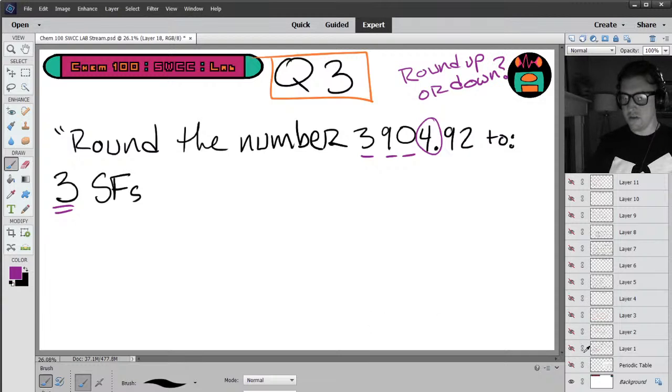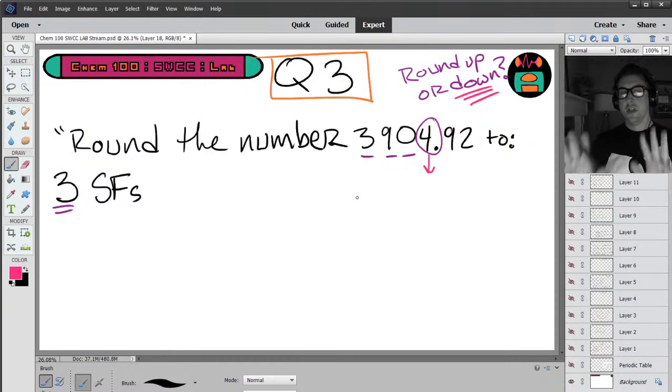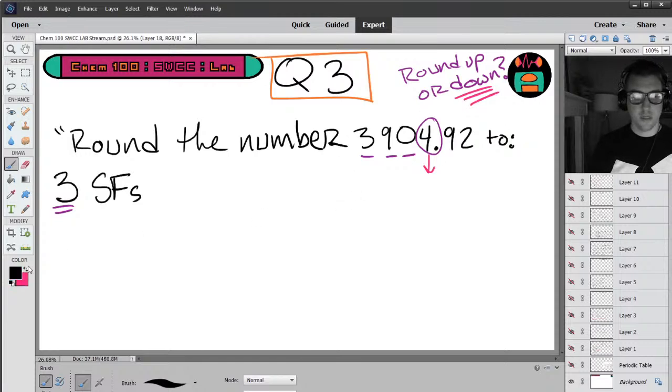And the answer is 4 rounds down, right? So 4 is not going to turn this 0 into a 1. It's going to leave it as a 0. Let's look at the number we get when we round 4 down. The number we get is 3,900.